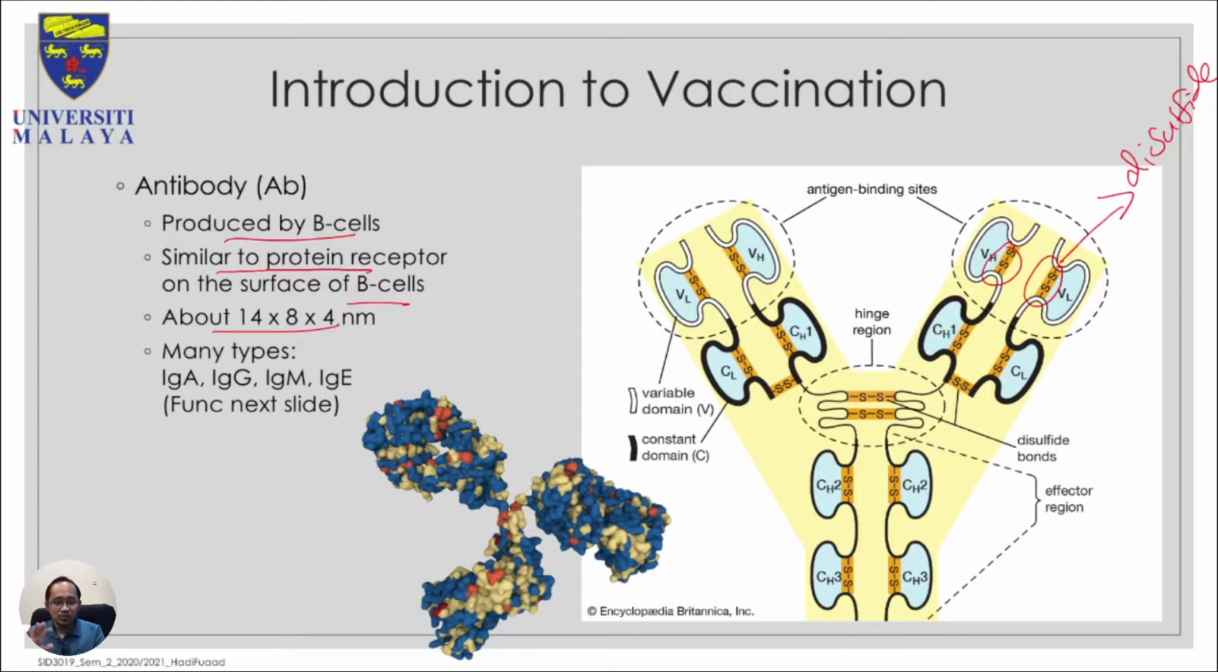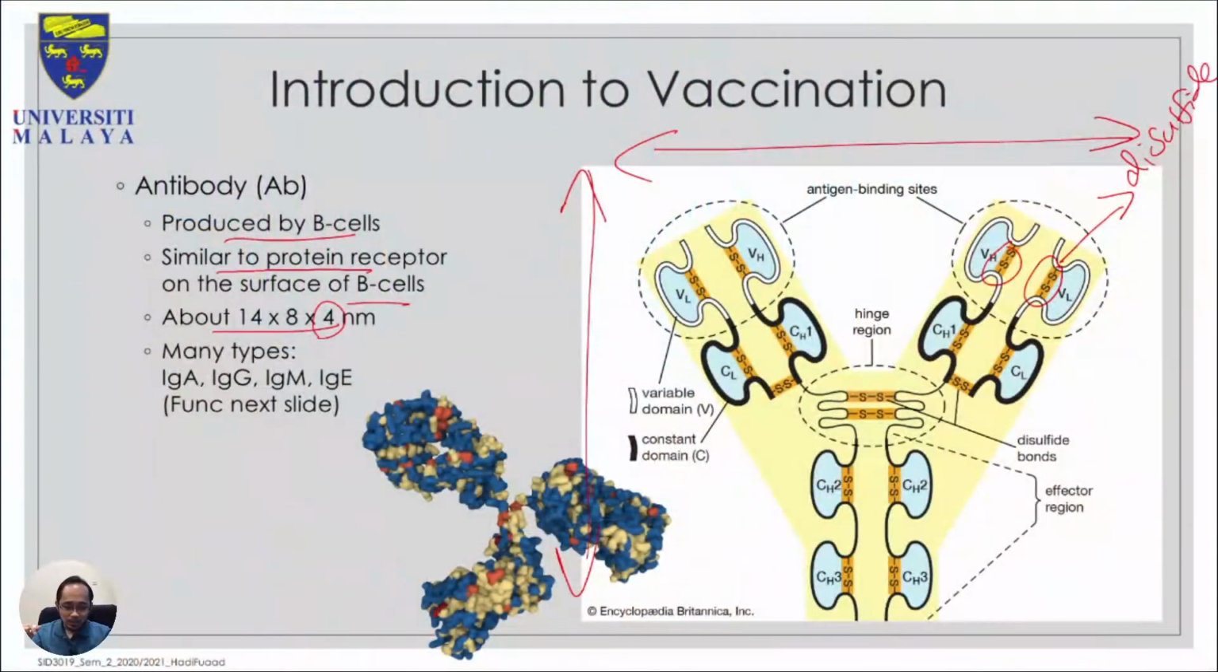The size of an antibody is roughly around 14 nanometers across, 8 nanometers in length, and about 4 nanometers in depth. If you imagine looking at it sideways, if this is a Y shape for the antibodies, this is about 4 nanometers long, and then you have 14. I think this one should be the 8 nanometers, and then 14 nanometers in length. Okay, and there are many types of antibodies.